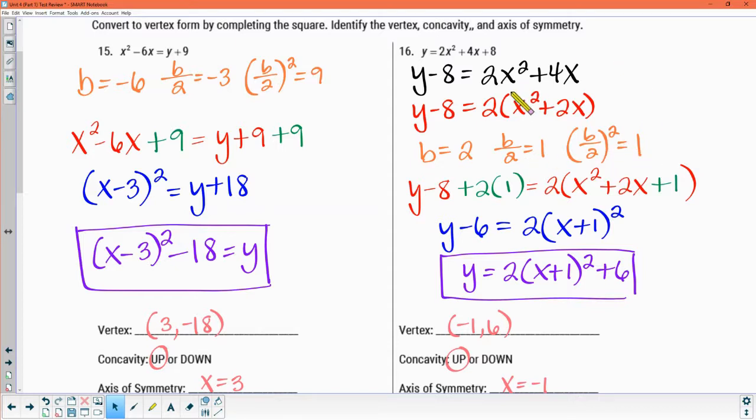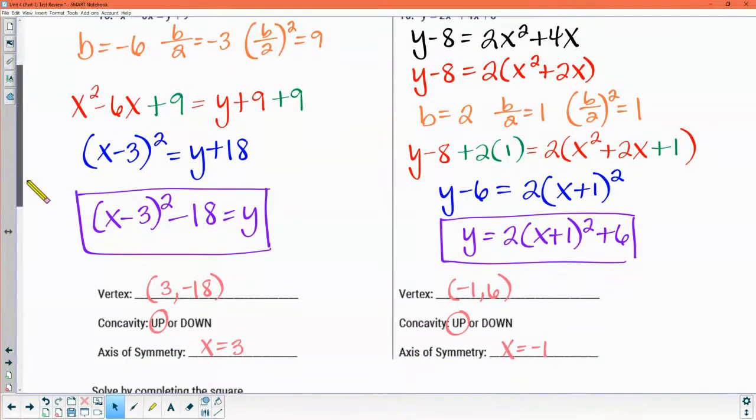Now be careful, when you've factored out a value, you have to remember that when I'm adding to the side with the y, I have to add my b over 2 squared times whatever that factor was. So really, I'm adding 2 times 1. So on my left-hand side, I added 2 times 1. I get y minus 6 equals 2. And remember, this is always going to factor to be x plus b over 2 squared. So I get x plus 1 squared. And then I added 6 to both sides to make it y equals.